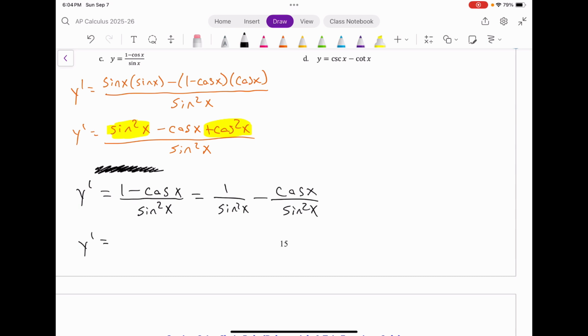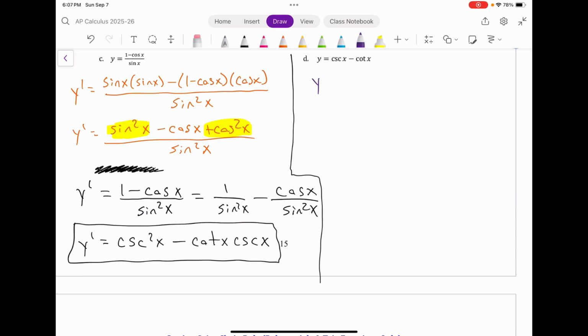And let's see, 1 over sine squared is cosecant squared x. And cosine over sine squared, we can see that as cosine over sine, which is cotangent, and then we'd have 1 over sine x left, which is cosecant x. Okay, so this looks about as good as we can get it. We could factor out a cosecant x out of those 2 terms, but that's okay.